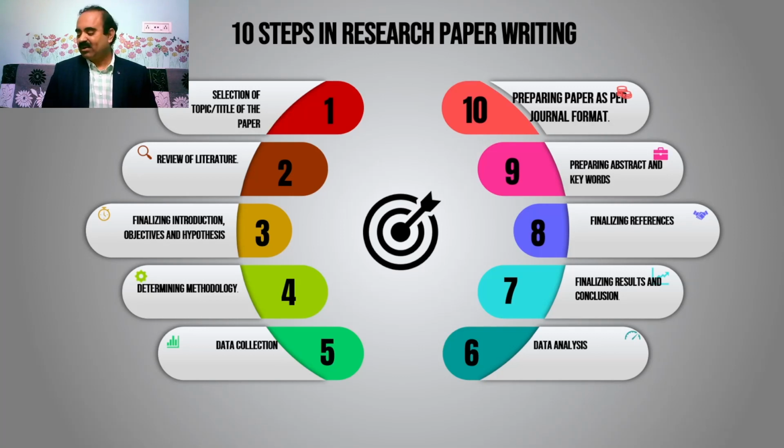The second aspect of the methodology is you have to specify the type of data that you have used. You have two kinds of data, primary data and secondary data. Primary data means original data which is collected for your specific paper. Secondary data means the data which was already collected by somebody else, but you are using that data for your research paper. So you have to specify the kind of data that you have used in your research paper.